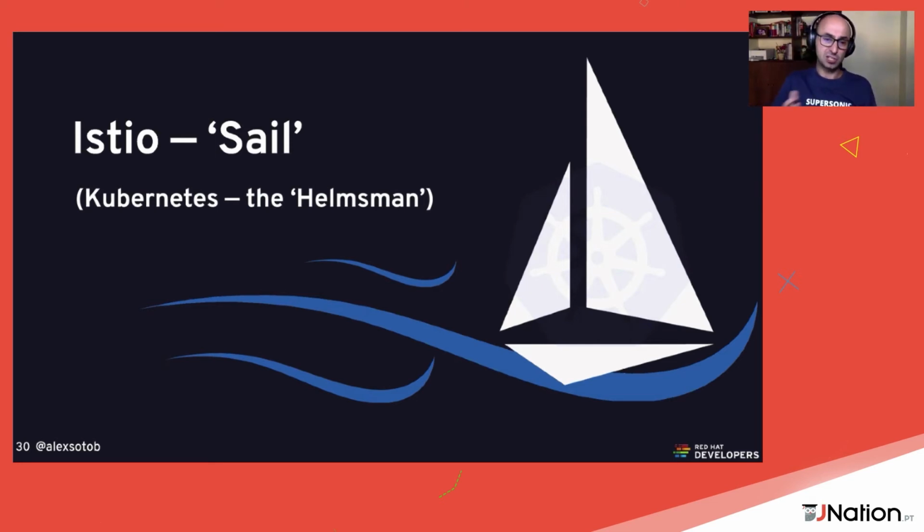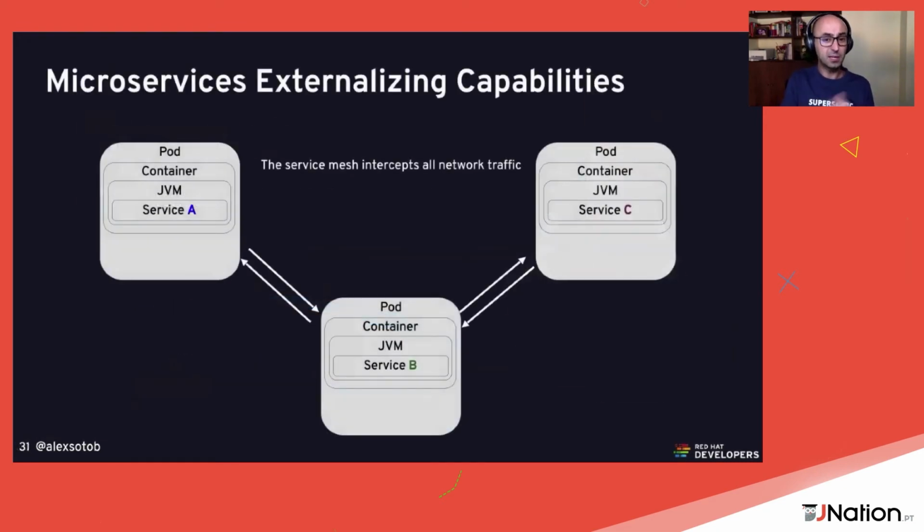I don't know if you know what Istio is. Istio is a service mesh, and a service mesh is a dedicated infrastructure layer for making service-to-service communication safe, fast, and reliable. If you're wondering how it works, it works this way. We've got one pod with one container, and the service mesh intercepts the traffic and manipulates it. So instead of a direct connection between service A and service B, you make a connection between service A and the service mesh, in this case an Istio proxy.